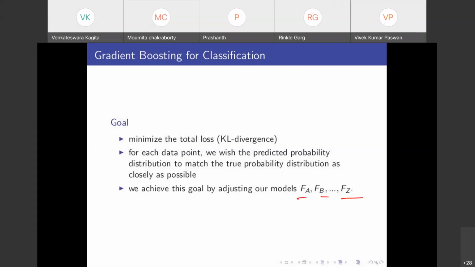If you do gradient boosting for regression, we are adjusting one model, which is F equal to F plus H. But here we have 26 models. 26 is the number of classes. So we have a number of models equivalent to the number of class labels. Right? So how many models do we have to adjust now? 1 or 26? 26. 26 models will have to be adjusted.